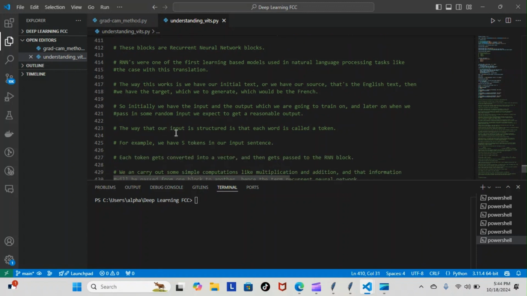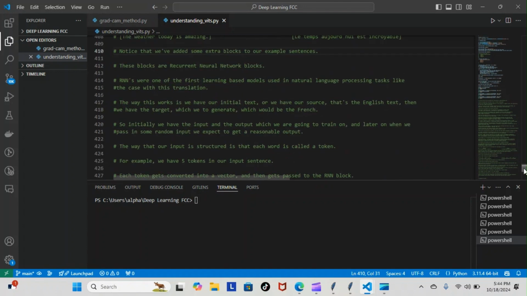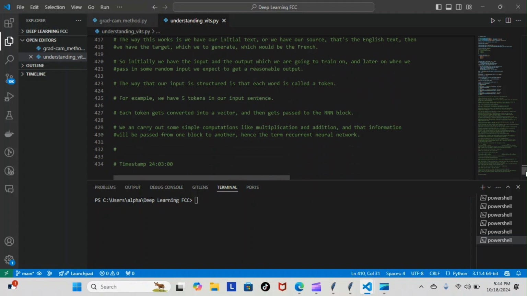The way that our input is structured is that each word is called a token. For example, we have 5 tokens in our input sentence. Each token gets converted into a vector and then gets passed to the RNN block. We can carry out some simple computations like multiplication and addition.